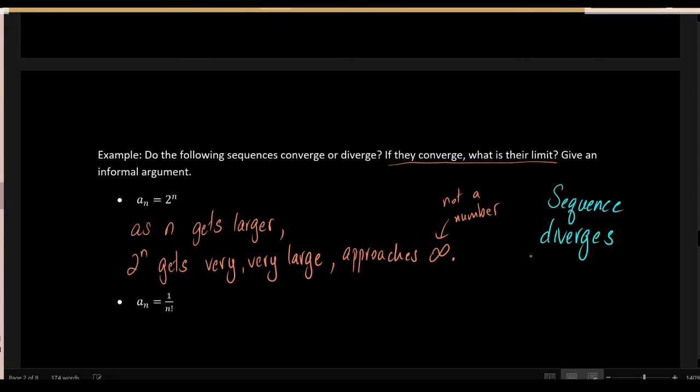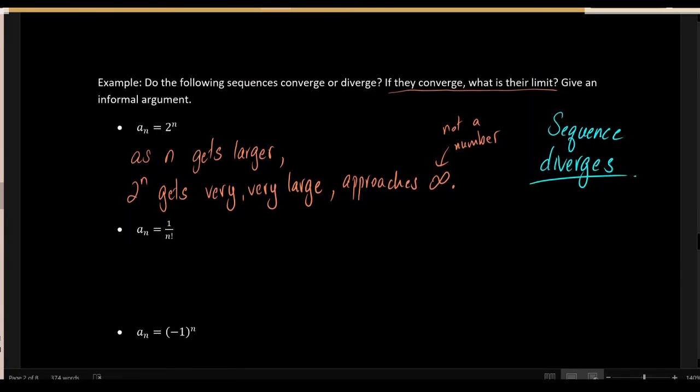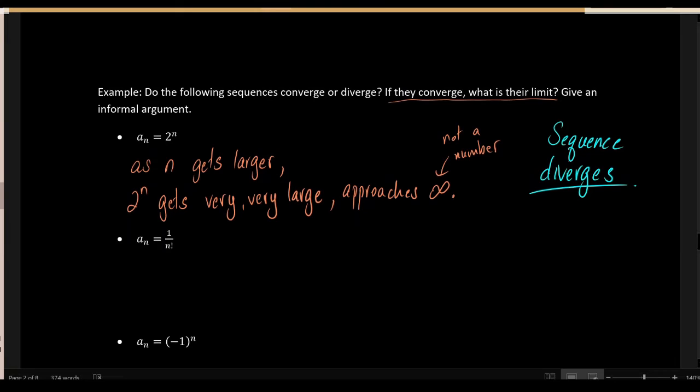The next sequence is described to us with a formula that contains the factorial. A sub n is equal to 1 over n factorial. Now let's write out a couple of terms in this sequence, and let's see if we can get a read on what the sequence is doing.